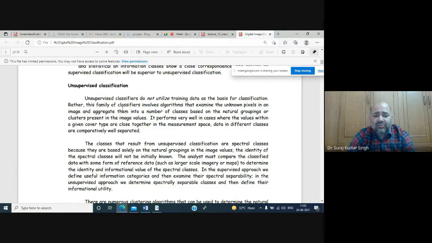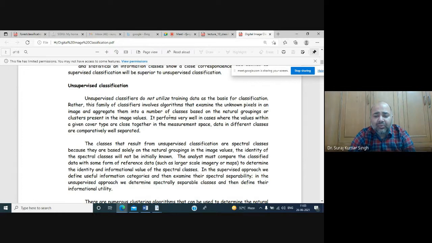Rather, this family of classifiers involves algorithms that examine the unknown pixels in an image and aggregate them into a number of classes based on the natural groupings or clusters present in the image values. So what it is saying is, when you select the option unsupervised classification, the system automatically generates a number of groupings of classes in the form of clusters, in the form of groups, and that is automatic; the system generates it itself.